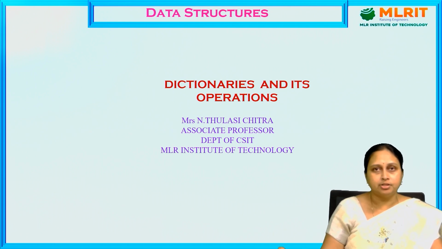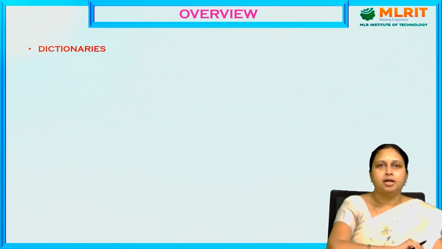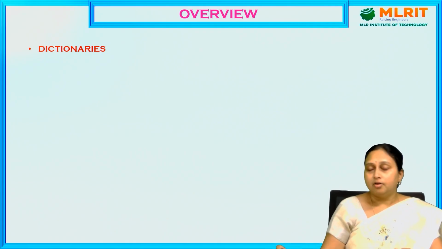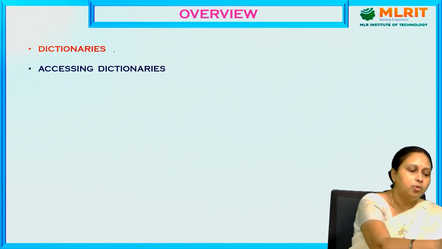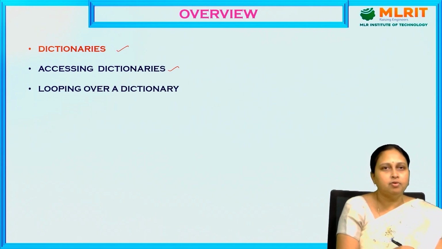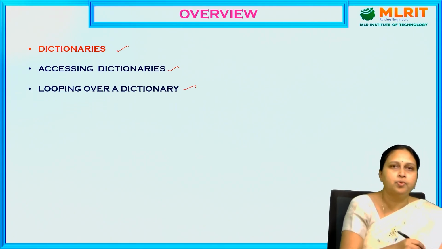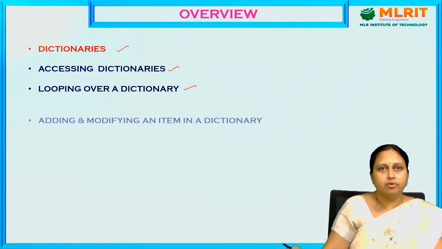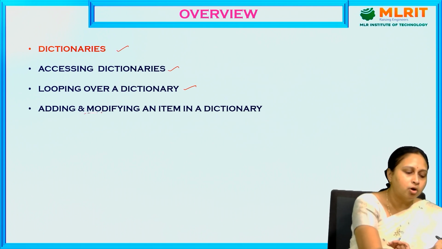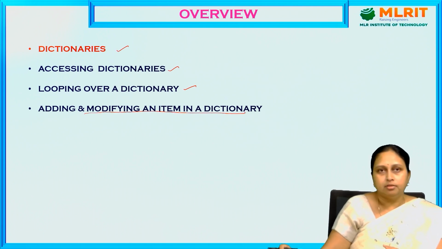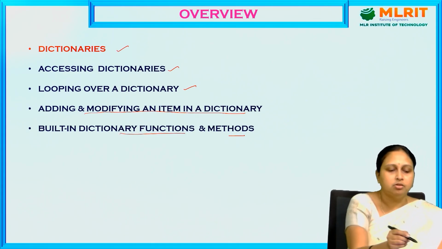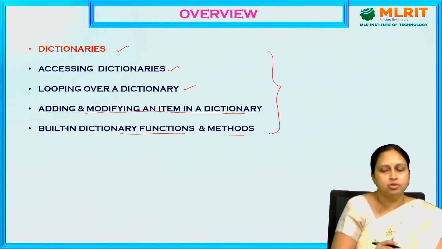In today's session, we are going to discuss dictionaries. This is one of the data types we have seen previously. We'll be discussing what a dictionary is and how we can access dictionaries. Then we will see how to use looping over a dictionary. With this we are going to cover a few more concepts, that is adding and modifying an item in a dictionary. Then we will see built-in dictionary functions and methods also. These are all the concepts we are going to cover in today's session.